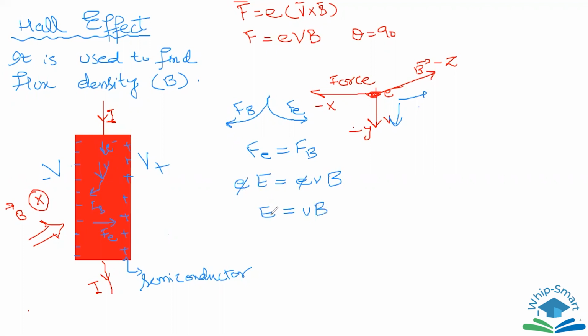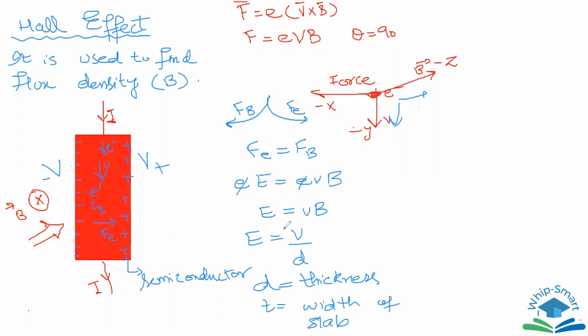Now we can replace the formula for electric field by replacing E with V by D here. Here D is the thickness of the slab, and the other term T will be the width of the slab. So E equals V by D. By putting E as V by D, we get V by D. This V is the Hall voltage. Actually, this will be equal to velocity into magnetic field. So VH will be equal to VB, and V stands for the velocity of these electrons.